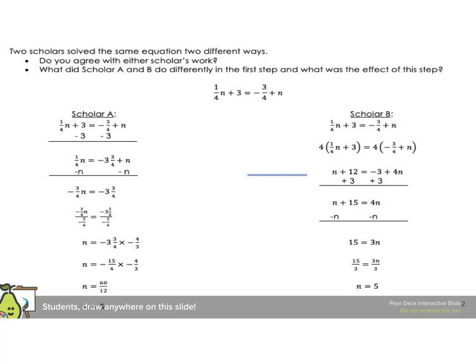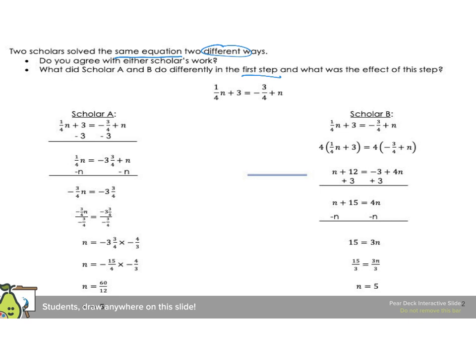Okay, so we are starting our second lesson of Unit 2, and here we have two scholars who solved the same equation, but two different ways. They want to know which scholar we agree with. And then also, what did scholar A do differently than scholar B in the first step? We'll answer that on the next slide.